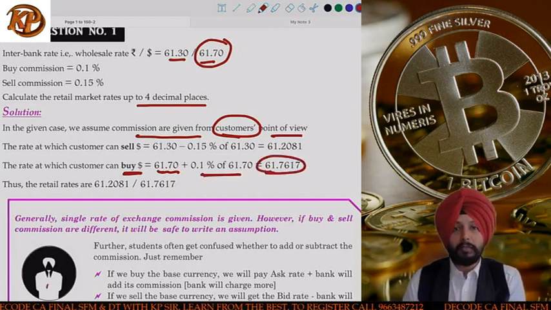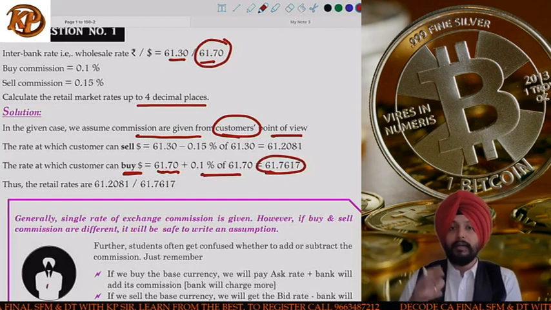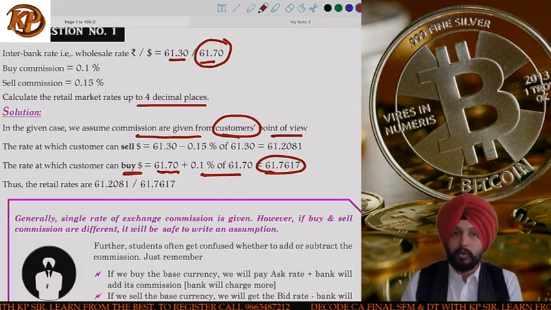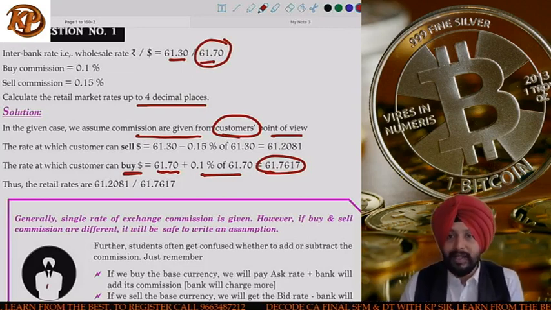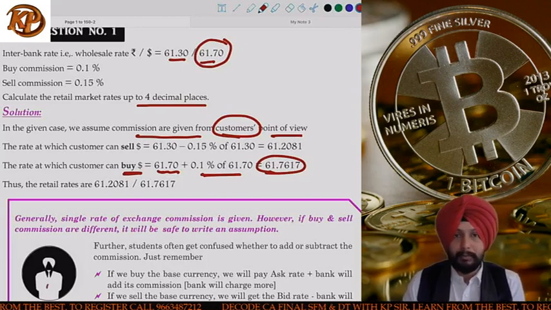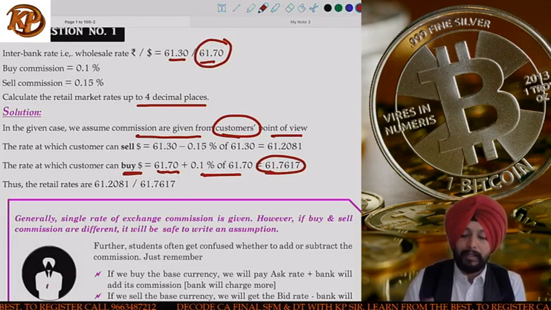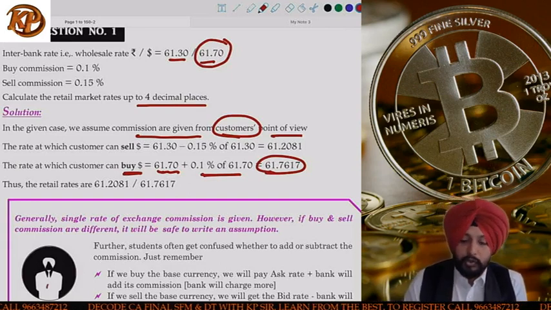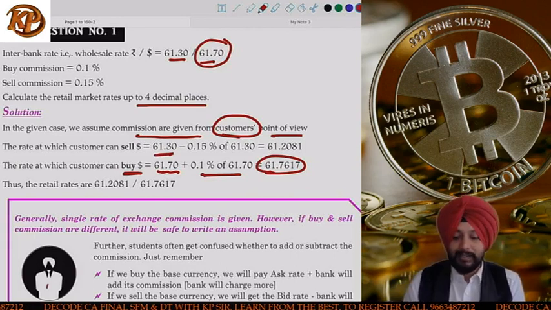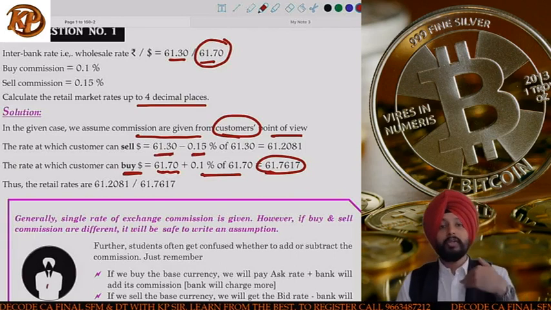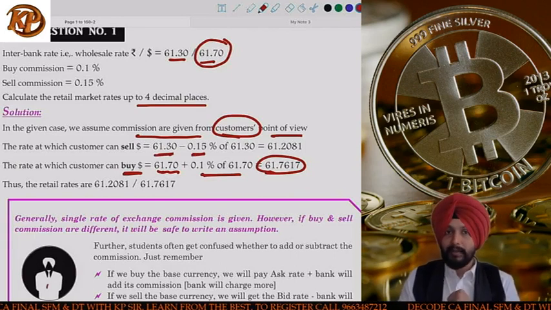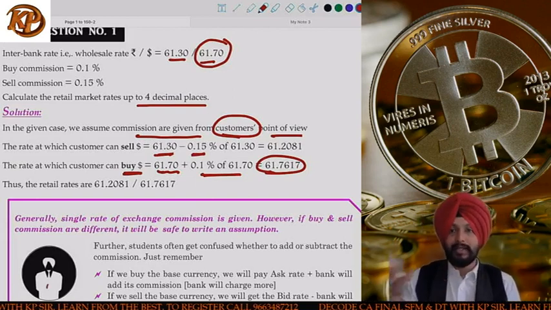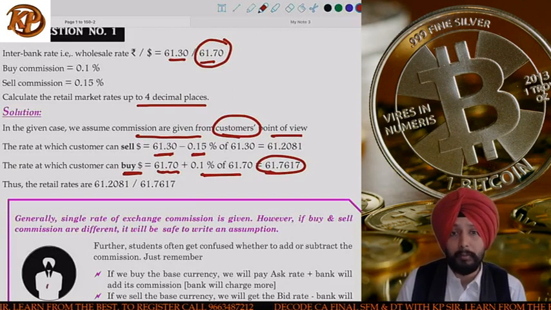When you buy from the bank, you will pay the interbank market rate plus the commission will be added to it, because when you're buying, you will end up paying a little extra. Correct? Similarly, when you are selling to the bank, you sell at a bid rate, because you always sell at a lower rate. So you sell at bid rate minus the commission, because when you sell, you will get 61.30 from the bank, but from 61.30, the bank will reduce its exchange commission.